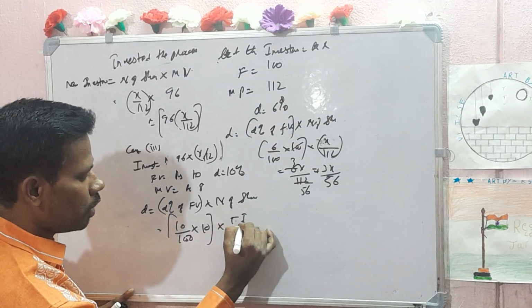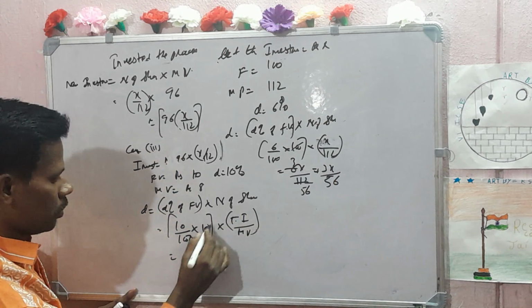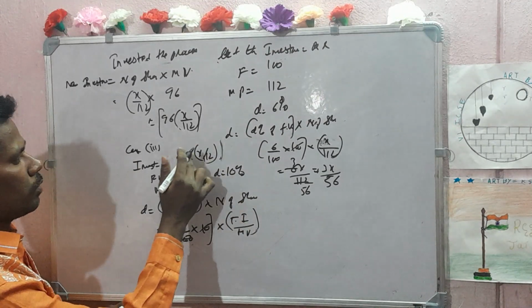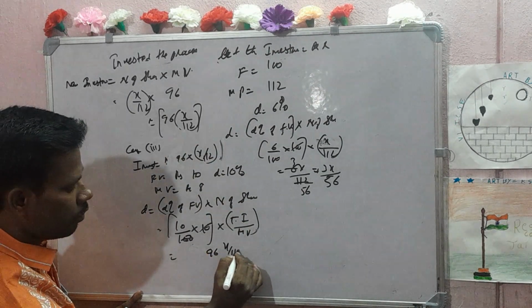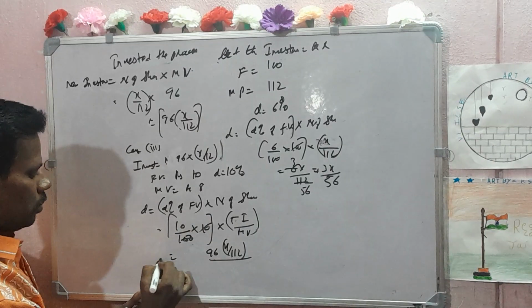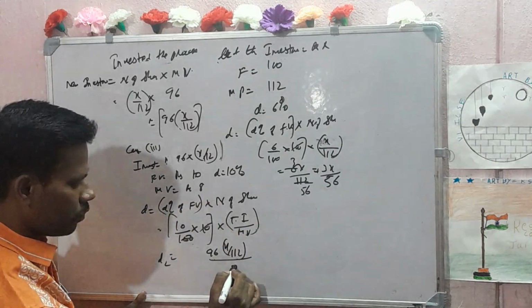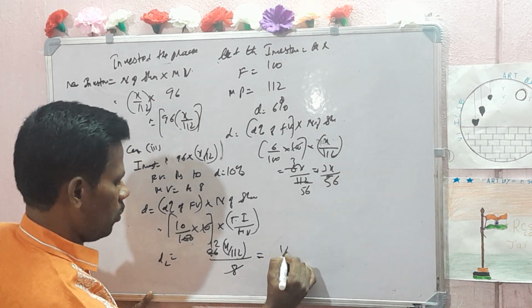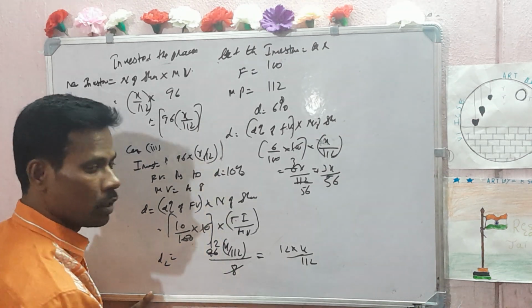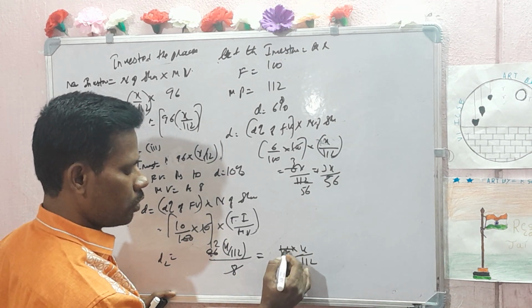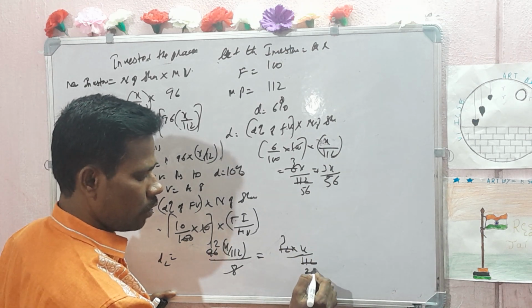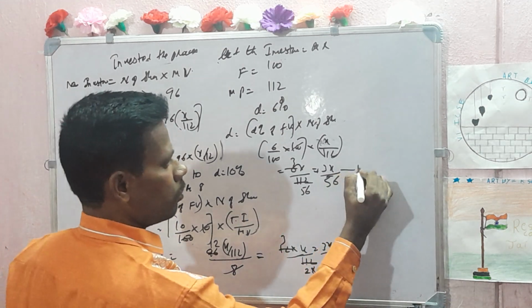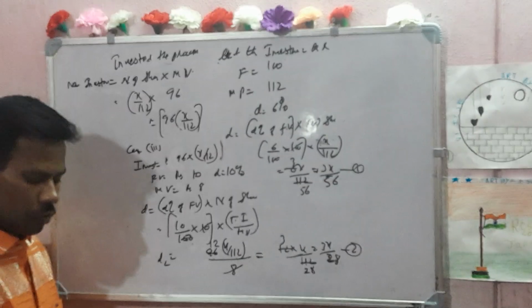Number of shares is nothing but total investment by market value. So the 10 and 100 get cancelled. Total investment is 96 into x by 112, divided by market price. Market value is 8. So 8 1s are 8, 8 2s are 16, 12 into x by 112. Now 4 3s are 12, 4 2s are 8, 4 8s are 32. So 3x by 28. Call this D1 and this D2. We got D1 and D2.